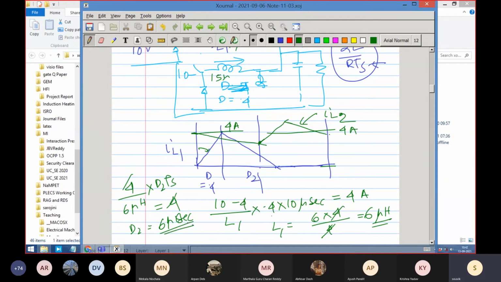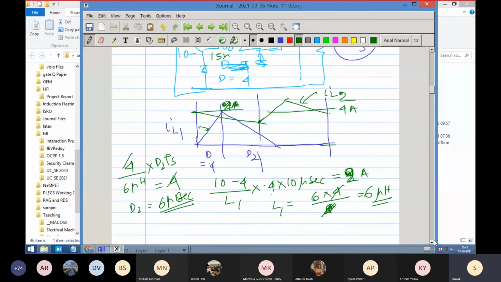Okay, 6 microsecond is making D2 just touch that. So I will change it a little bit. I will make it 2 ampere. Let us say it is 2 ampere. So L1 is equal to 6 into 4 by 2. What I am getting is, very interestingly, it is also going into continuous conduction mode.